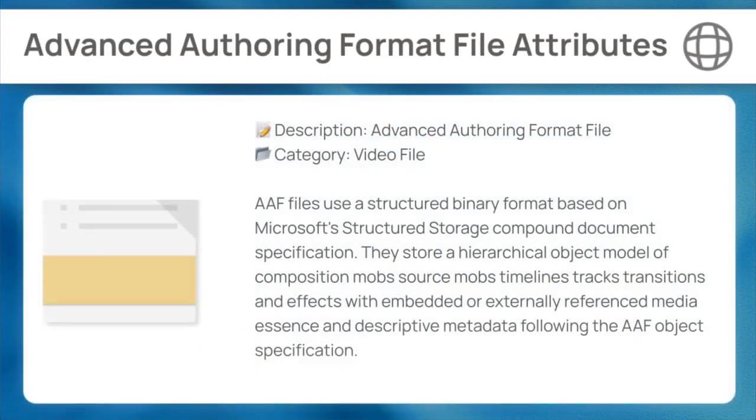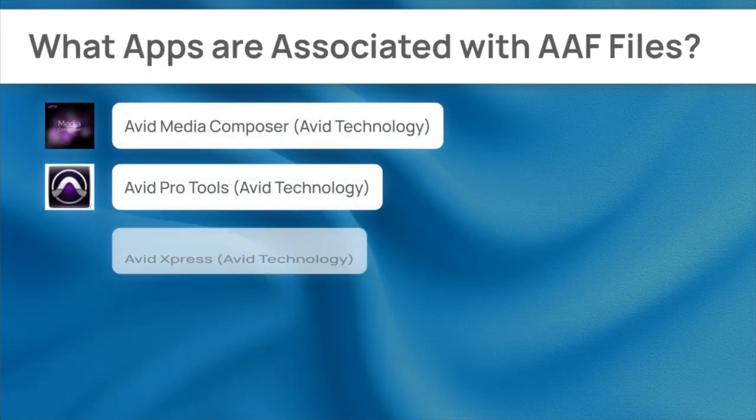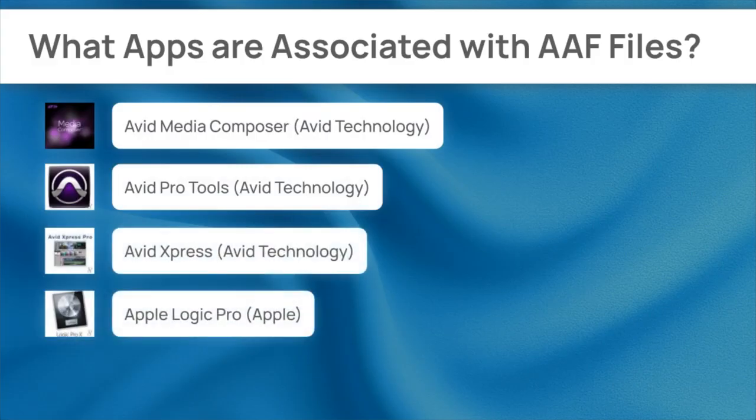AAF files use a structured binary format based on Microsoft's Structured Storage Compound Document specification. They store a hierarchical object model of compositions, source mobs, timelines, tracks, transitions, and effects, with embedded or externally referenced media essence and descriptive metadata following the AAF object specification. Generally, AAF files are associated with Avid Media Composer, developed by Avid Technology.